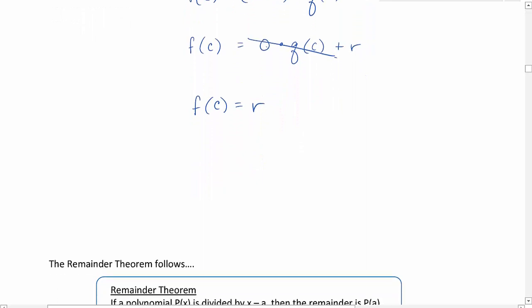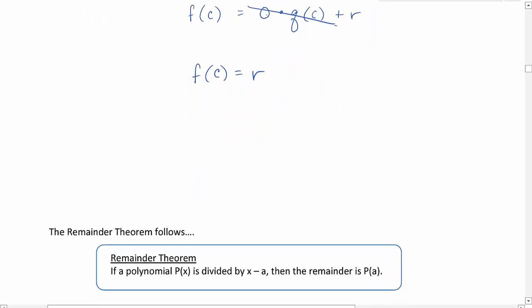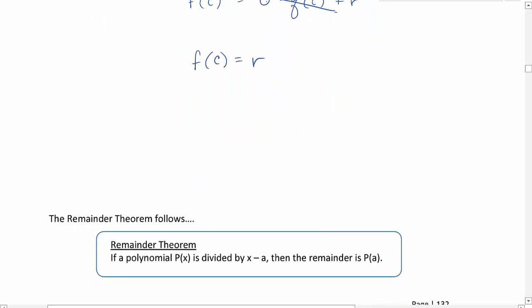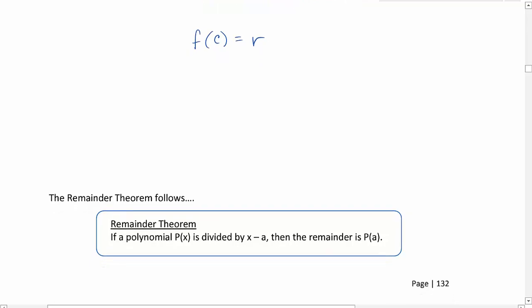Well, there is our remainder theorem. Remainder theorem says if a polynomial p of x is divided by x minus a, then the remainder is p of a. And we proved that that's true. We'll continue to use remainder theorem as we build throughout this unit.